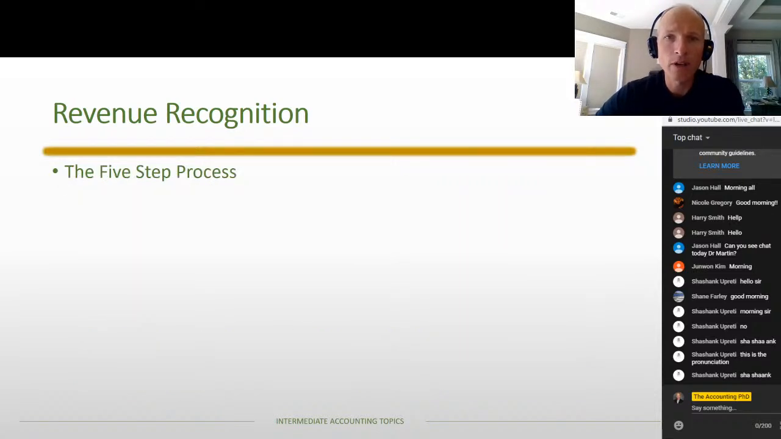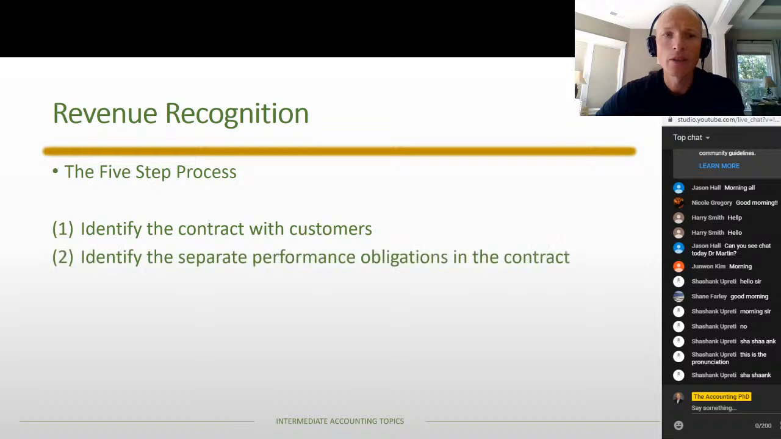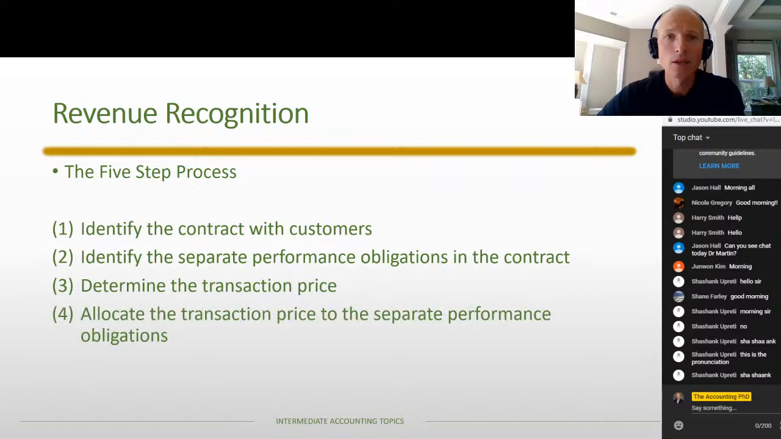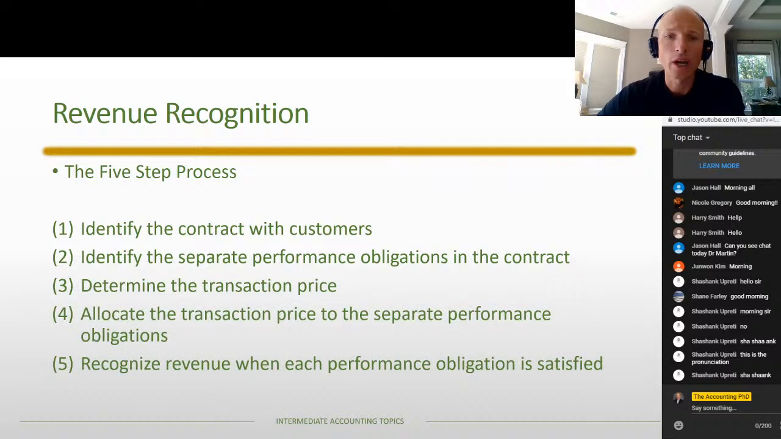So under the new revenue recognition standard, it is a 5-step process, and I'm just going to lay that out here. The first step is to identify the contract with the customer, then identify separate performance obligations that are part of the contract. Then you need to determine the transaction price. You have to allocate the price to all the performance obligations, and then you recognize revenue as each obligation is satisfied. That is the 5-step process. We're going to walk through each one in turn, but just be aware, this is the new standard.